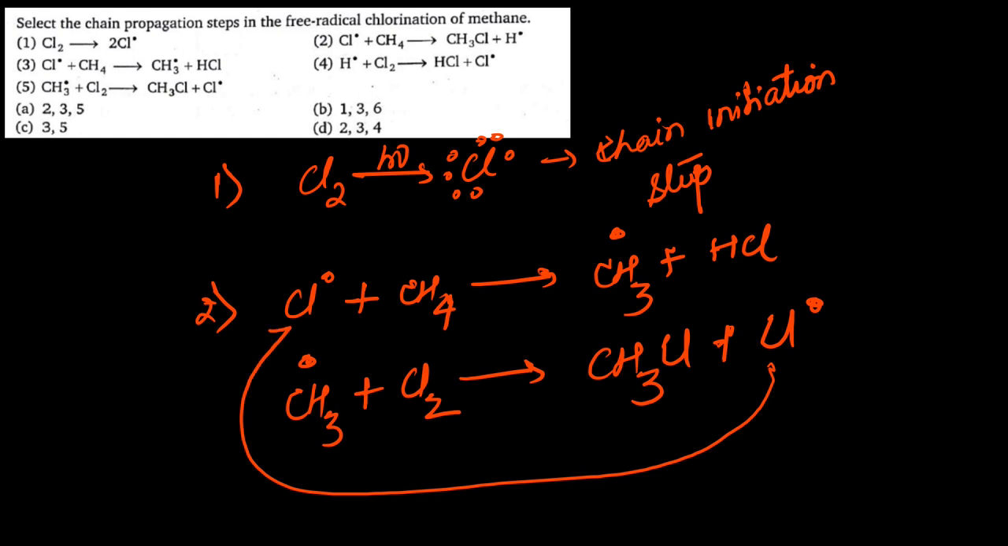And this Cl dot will carry out the first reaction, and the first will carry out the second reaction, and this reaction propagates. So these are the 2 steps which are called chain propagation steps. So find out where you see this. The third one is there, and then the fifth one is there. So 3 and 5 is the correct option. So answer C is your correct answer, isn't it?